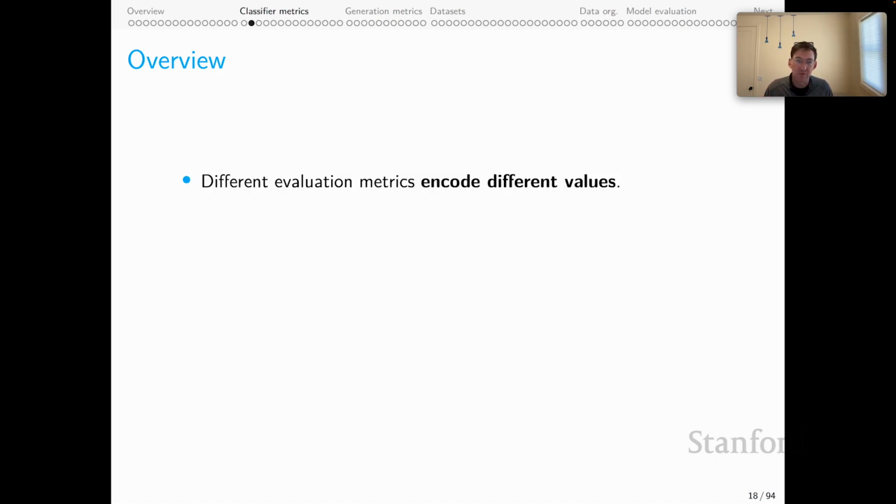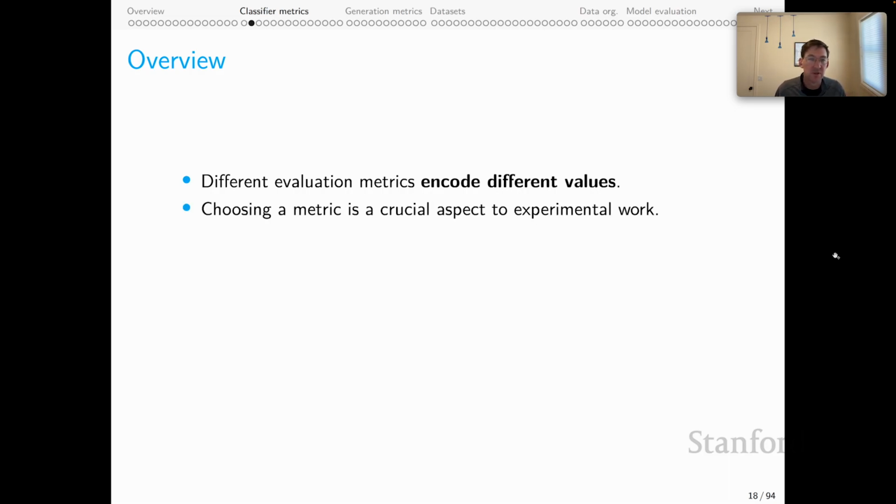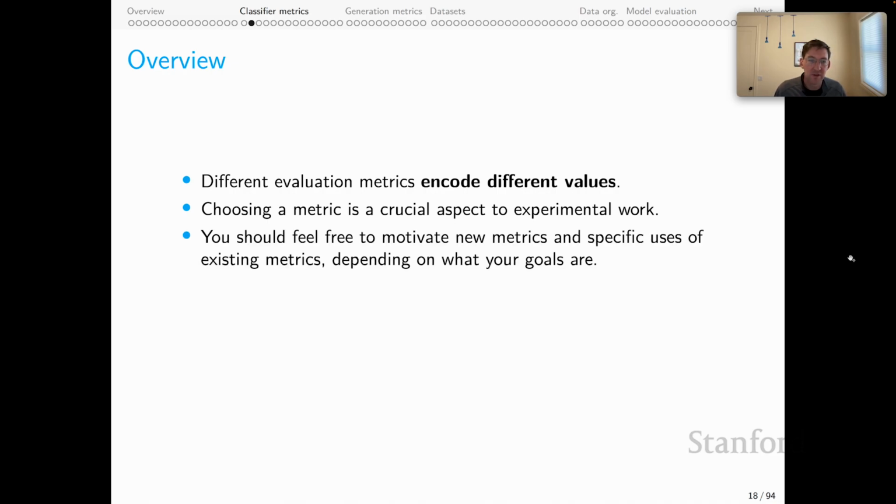Carrying over a lesson from the first screencast, I would emphasize that different evaluation metrics encode different values. And that means that choosing a metric is a crucial aspect of your experimental work. You need to think about your hypotheses and your data and your models and how all of those come together to inform good choices around metrics, even if you are fitting something as seemingly simple as a classifier. You should feel free to motivate new metrics and specific uses of existing metrics depending on what your goals are. That's something that I emphasized in part 1 of this series, that we should really be thinking about how our metrics align with the things that we're actually trying to do.